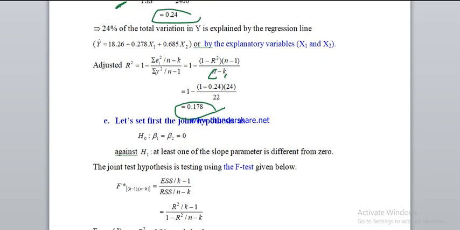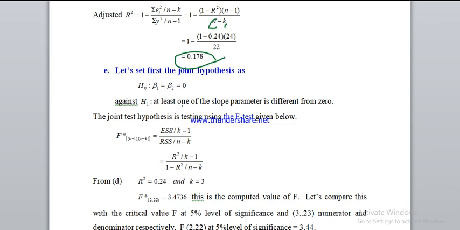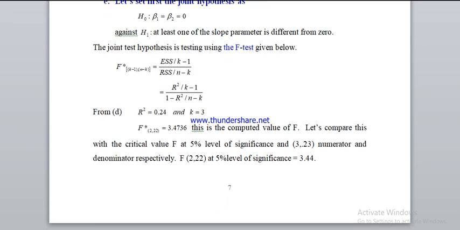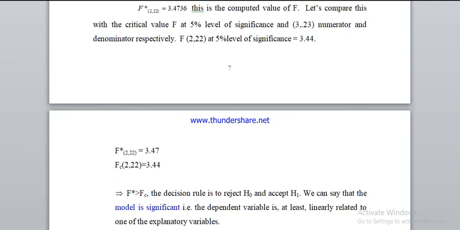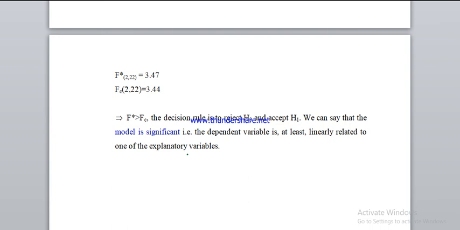The last concept is testing the overall significance of the model by using what we call the F test. It is the test of the overall significance. You can calculate the F test by using the formula. Then you can compare F calculated with F critical, like the t test. The decision is based on this.